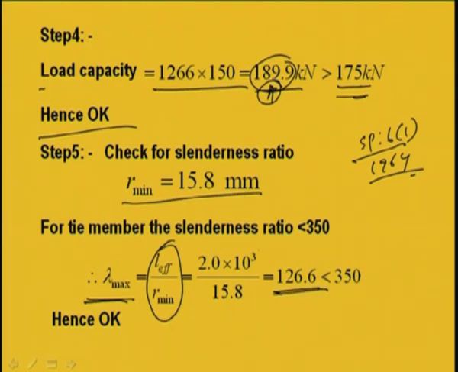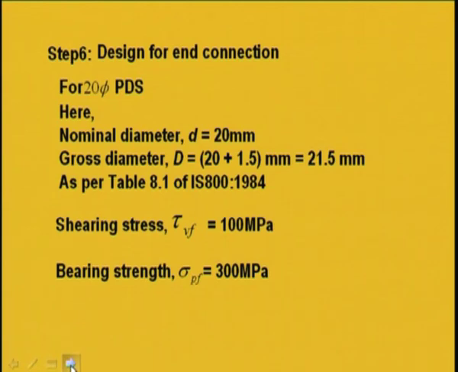Effective length of the member is 2 and minimum radius of gyration is 15.8. So we are getting 126.6, which is less than 350 as per the Codal provision. That means this is also okay. From the slenderness point of view, this is also okay.